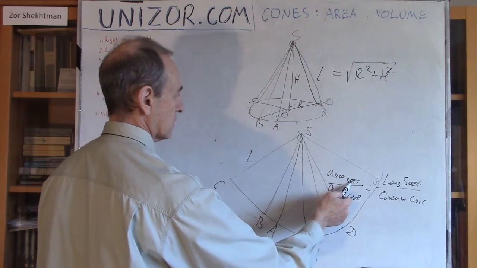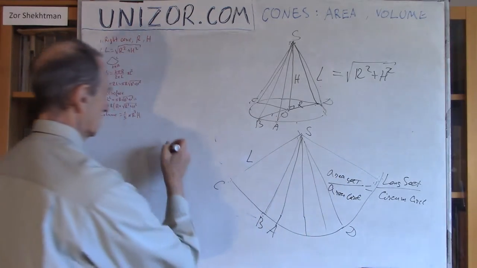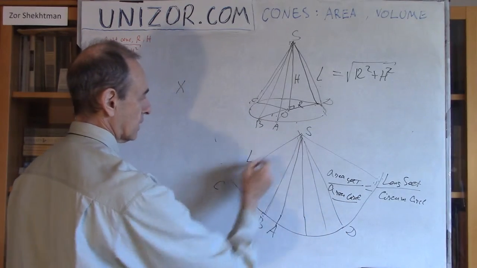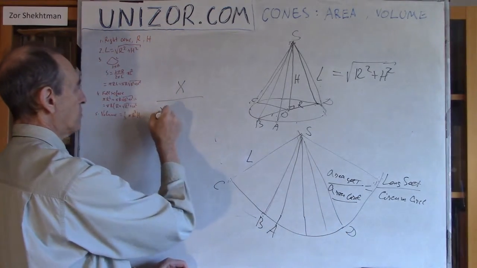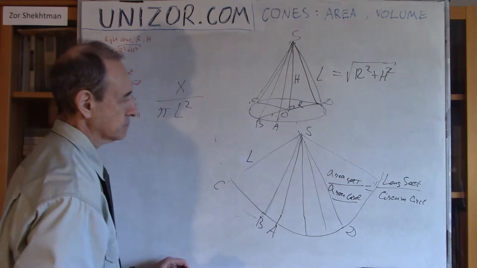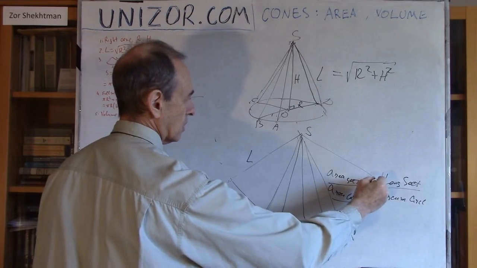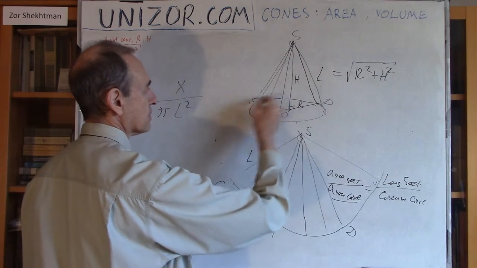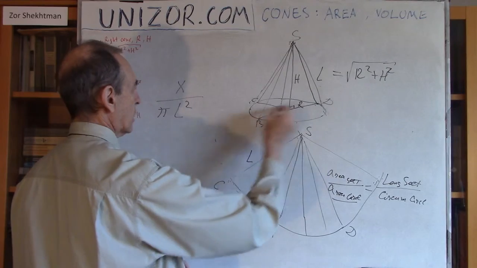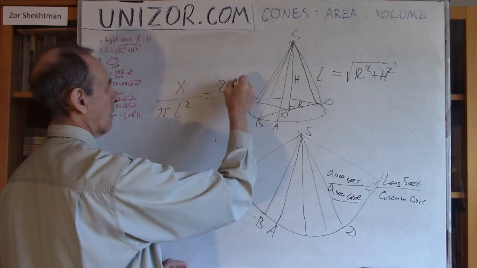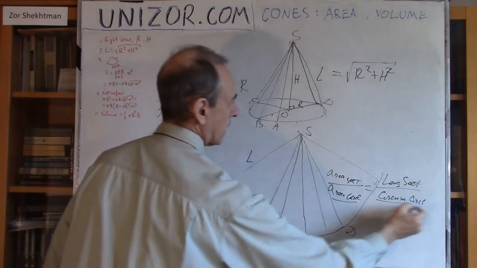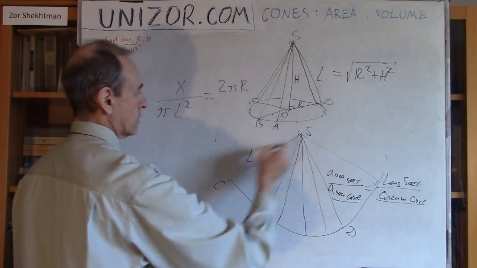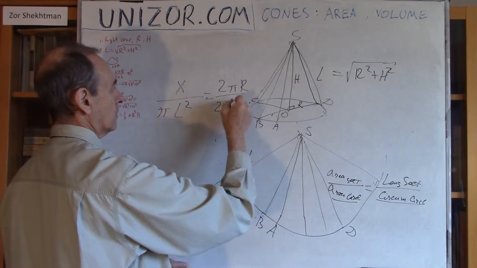the area of the sector, we don't know, let's call it X, divided by the area of the circle. Now, circle has the radius L, so it's pi L square, equals to this length. Now, what is this length? Remember, this is the circumference of this circle of radius R, so it's 2 pi R, divided by circle circumference, which is radius L, so it's 2 pi L.